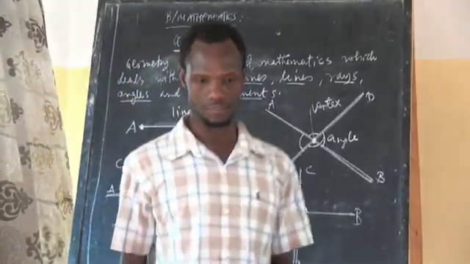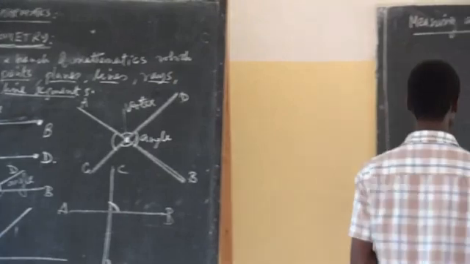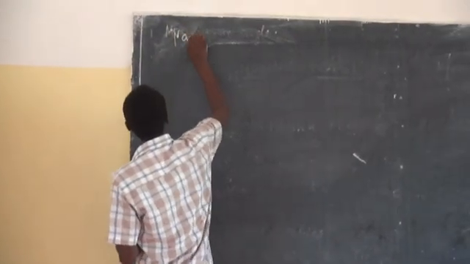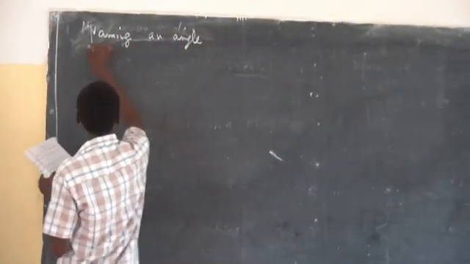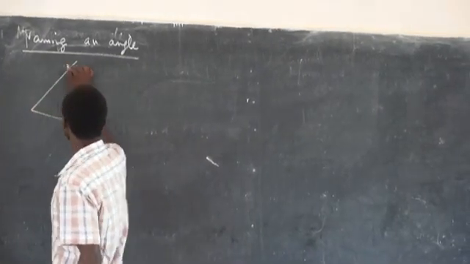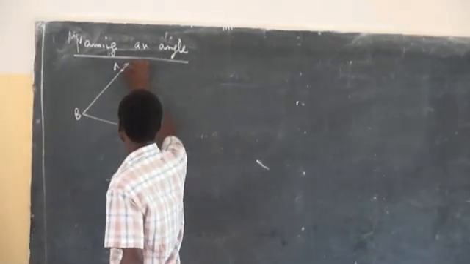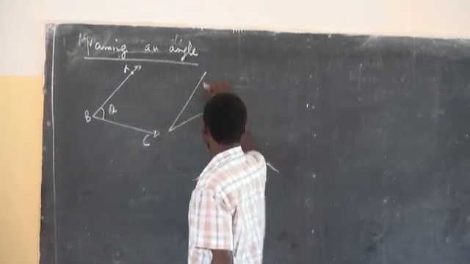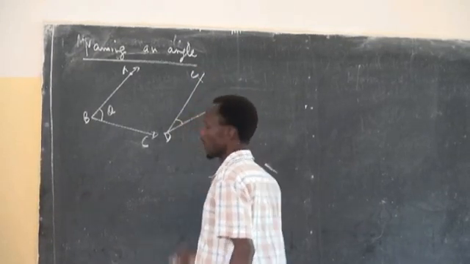Now the next point is naming an angle. We have this angle here: this is A, this is B, this is C. This is an angle. Then the other angle, we have this one. Let's say here there is C, here D, here E. This is an angle.